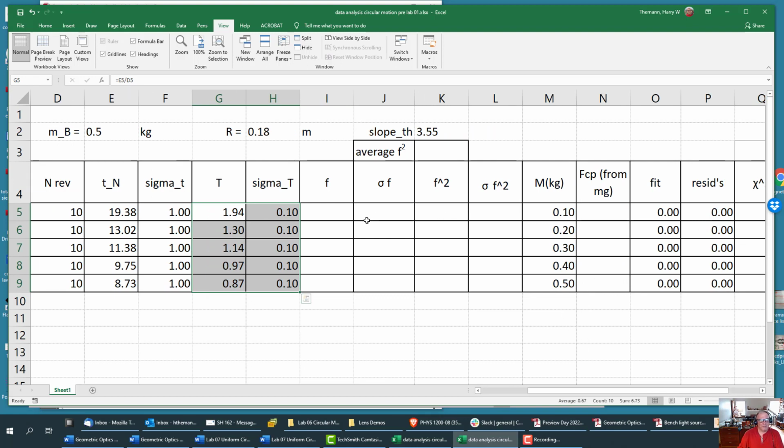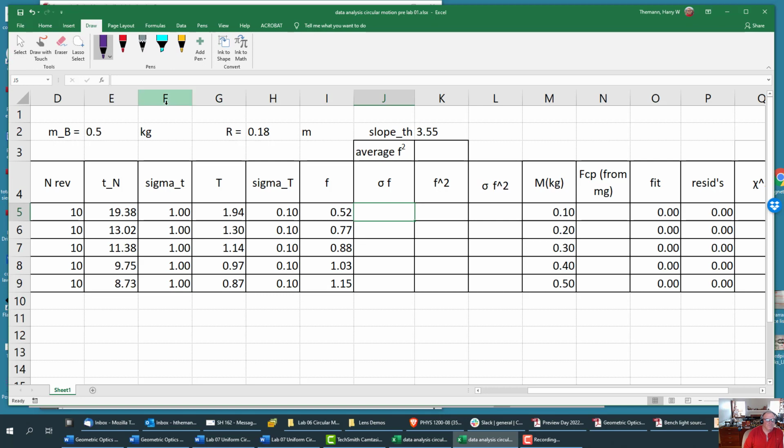And next is the frequency, which is equal to 1 over the period. And now we need the plus minus here. So we have to remember, I'm going to turn on the drawing tablet. We have our table of formulas for the error propagation.